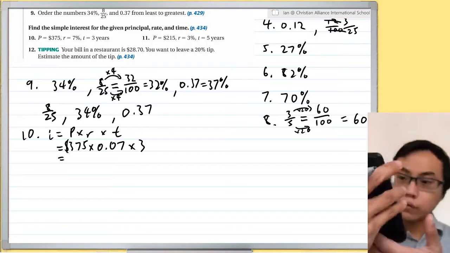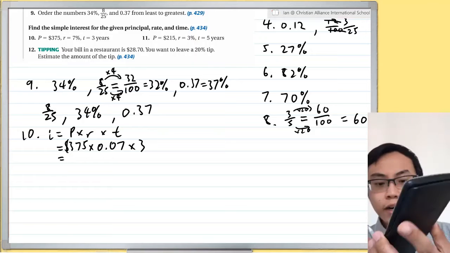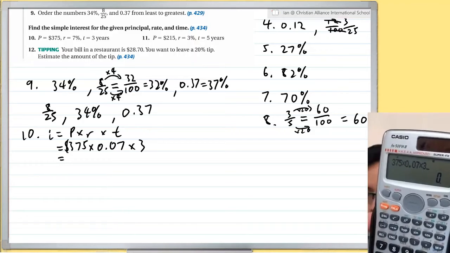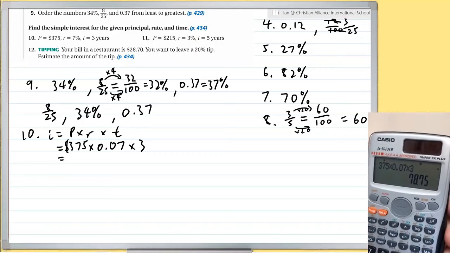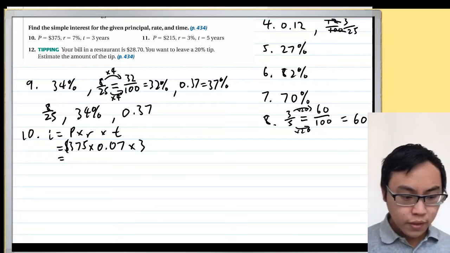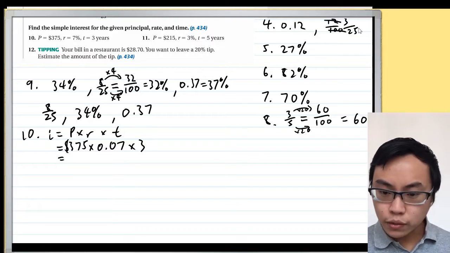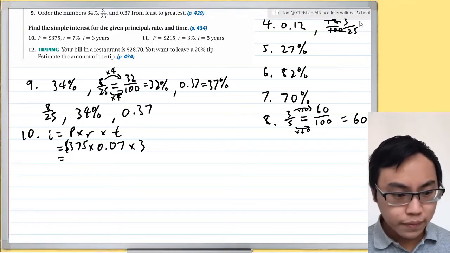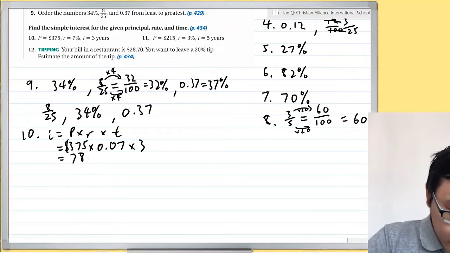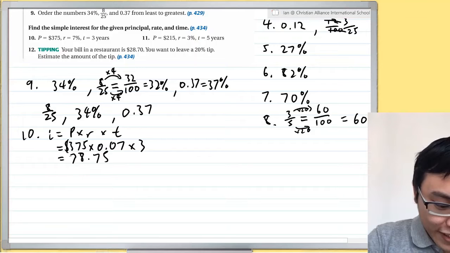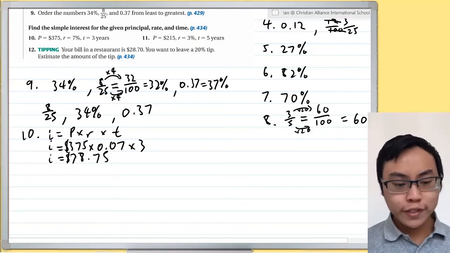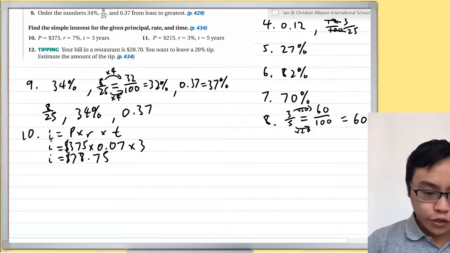Press EXE at the end over here, then you would get $78.75. So that's the interest, $78.75. That's the interest, I. That's the interest, whether it's earned interest or whether it's interest you have to pay.